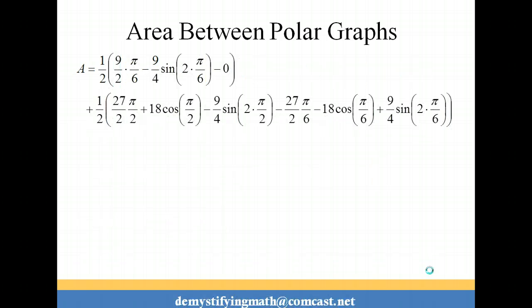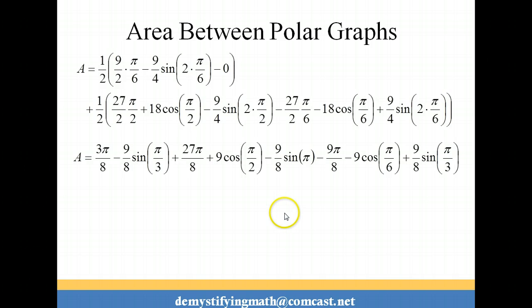And then we need to simplify that some more. So looking at this first one, we've got 9/2 times pi over 6, and then I'm going to multiply that by 1/2 and put everything in lowest terms. So that gives me 3 pi over 8. I'm also going to distribute the 1/2 to the 9/4 sine of 2 pi over 6, which simplifies to pi over 3. So that gives me 9/8 times the sine of pi over 3.